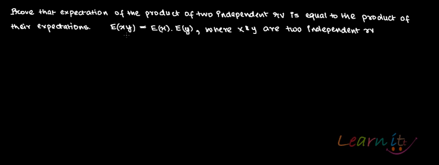And in that respect, you can prove that the expectation of the product of two independent variables is equal to the product of their own expectations. So for example, if x and y are two independent random variables, then the expectation of the product of these random variables, which is E(xy), is equal to the product of the expectations of these variables, which is E(x) into E(y), where x and y are the two independent random variables.